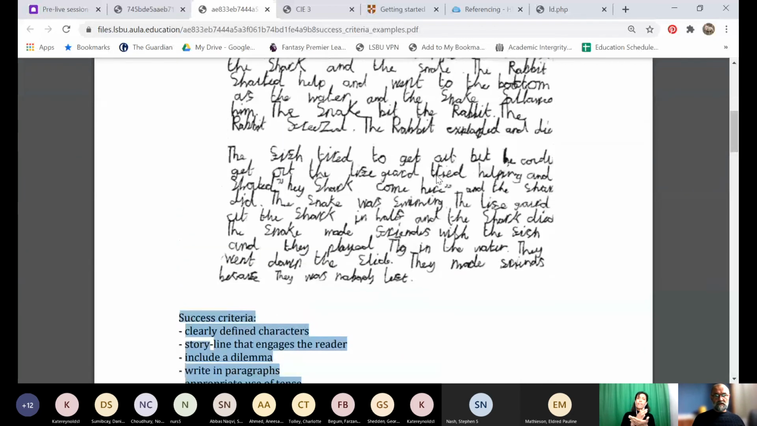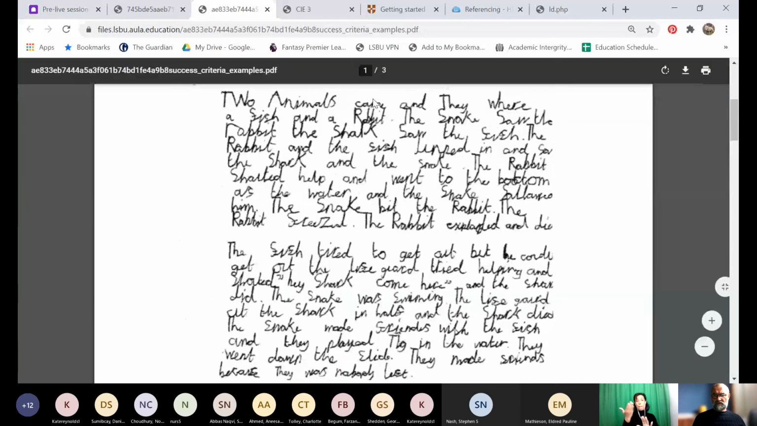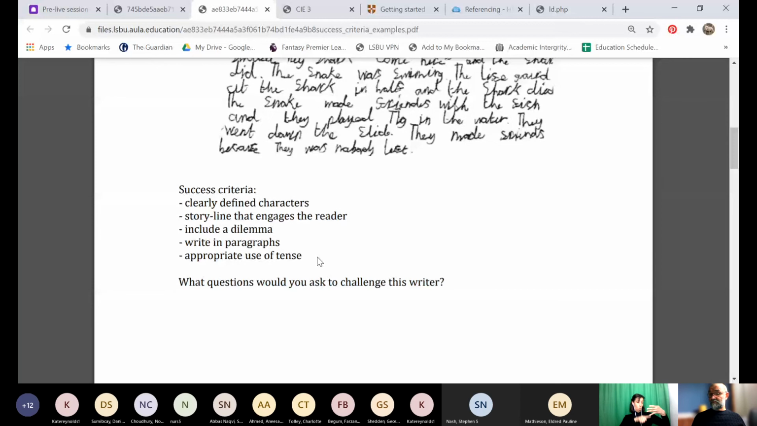Appropriate use of tense, tried. So some letters are the wrong way around there, but it's the past tense. Came, saw, shouted. So I can see the past tense being used throughout. So for me, that pupil has met all of the success criteria.